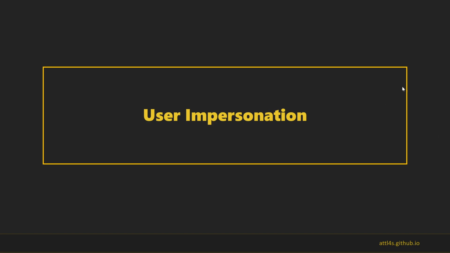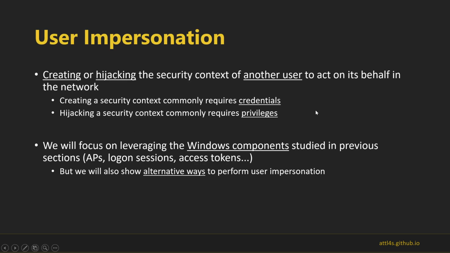Hi, this is Understanding Windows Lateral Movements Part 2. In this video, we are going to continue with user impersonation. User impersonation is the act of acquiring the security context of another user in order to act on its behalf in the network. We can use that security context to move laterally or enumerate stuff remotely or whatever.